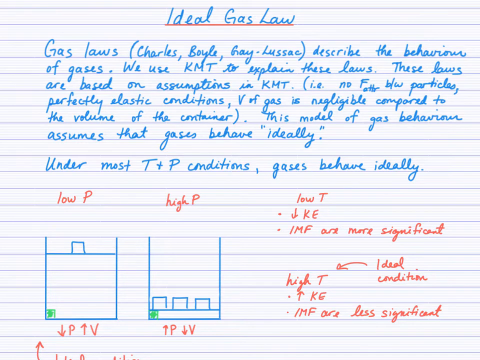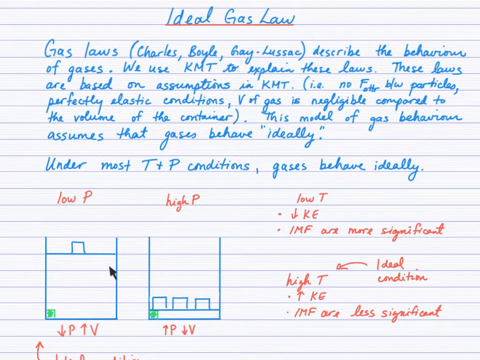For low pressure, you'll see the diagram down here on the left. You can see that under low pressure, so there's just one weight here, the gas occupies a large volume. So low pressure, large volume. We see the inverse relationship of Boyle's law. At higher pressures, right, significantly higher pressures, this volume would be quite small. So remember this assumption that the volume of the gas is negligible compared to the volume of the container. We assume that in KMT.